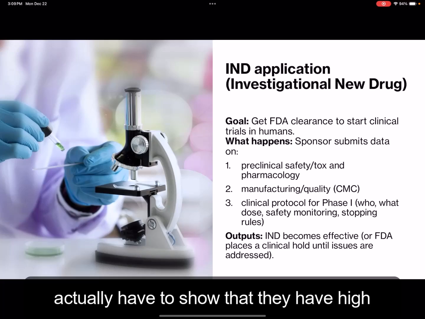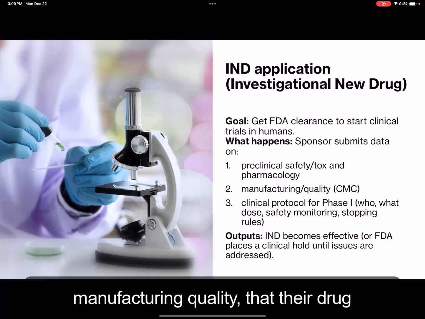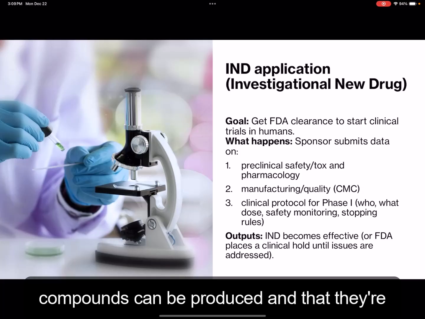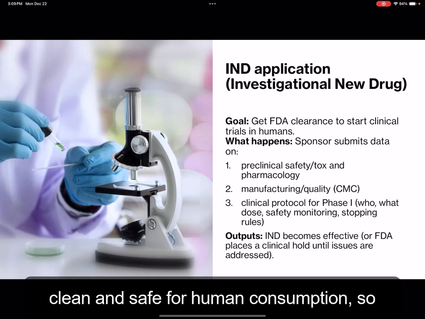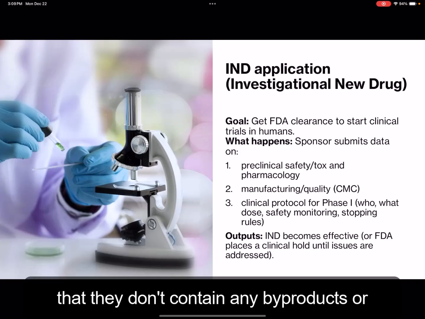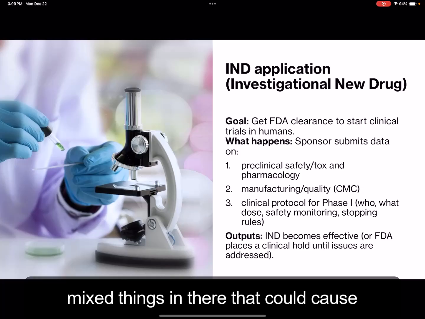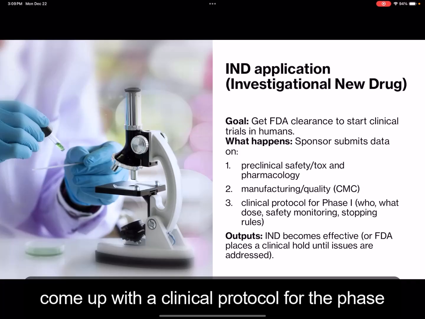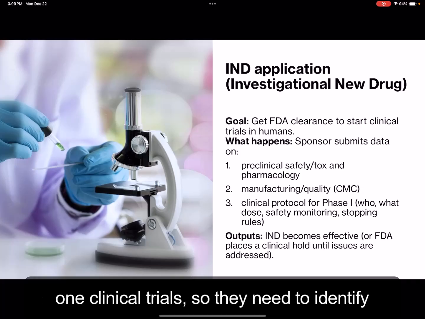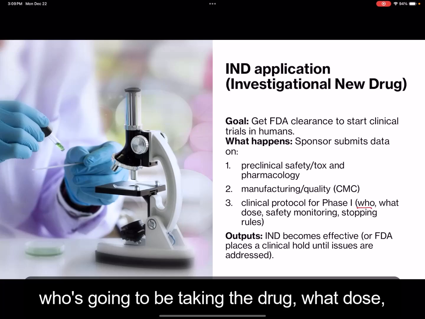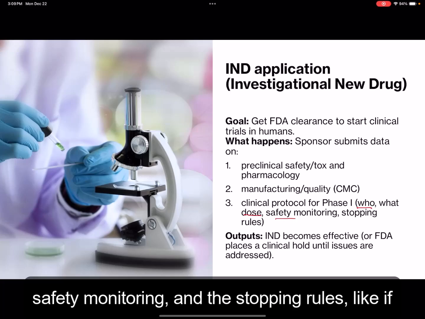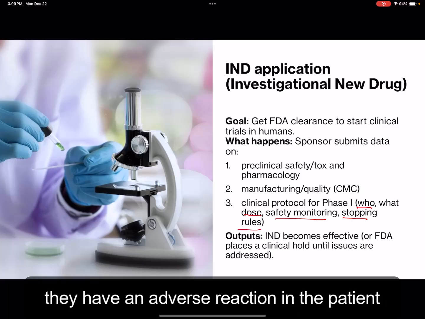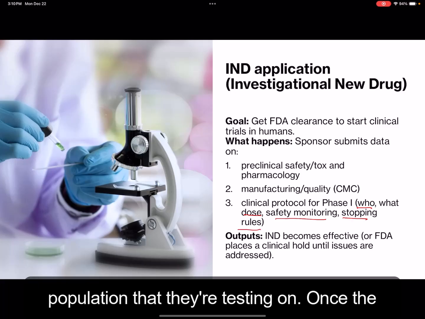They actually have to show that they have high manufacturing quality, that their drug compounds can be produced, and that they're clean and safe for human consumption, so that they don't contain any byproducts or mixed things in there that could cause contamination. And then they also have to come up with a clinical protocol for the phase 1 clinical trials. So they need to identify who's going to be taking the drug, what dose, safety monitoring, and the stopping rules, like if they have an adverse reaction in the patient population that they're testing on.